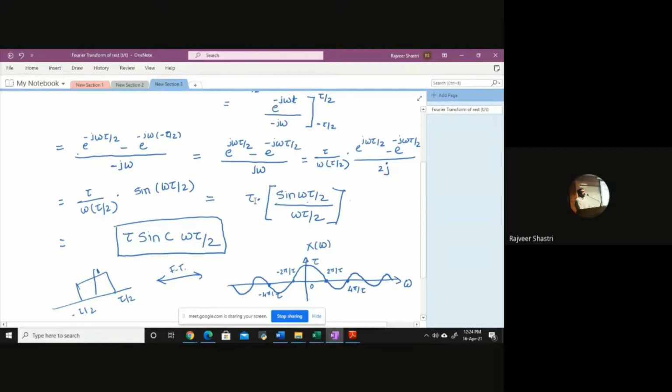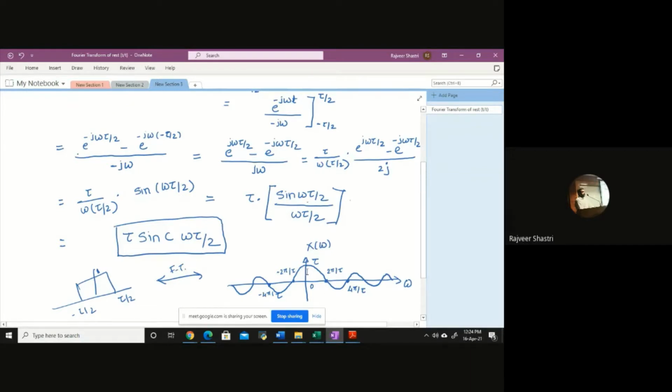I can write this as tau into sine of omega tau by 2 divided by omega tau by 2, and this is done purposefully because I know sine omega t divided by omega t is nothing but the sinc function. So I can write this as a sinc function: tau sinc of omega tau by 2. Here omega t is omega tau by 2. So what is the conclusion? The conclusion here is that the Fourier transform of a rectangular function is nothing but a sinc function.